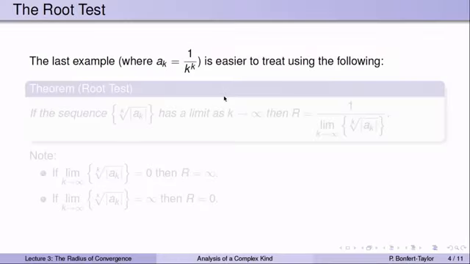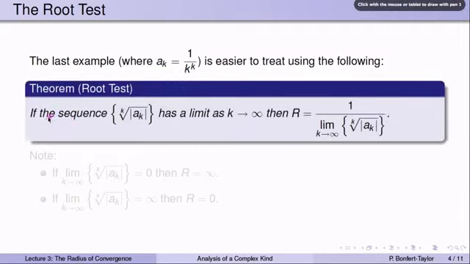So this last example we just looked at, ak was 1 over k to the k, is actually easier to treat using the root test. And it goes as follows. Instead of looking at ak divided by the next coefficient ak plus 1, you simply look at the kth root of the kth coefficient ak, and again you take the absolute value. If that sequence has a limit as k goes to infinity, then the radius of convergence is 1 over that limit. We have to be a little careful.